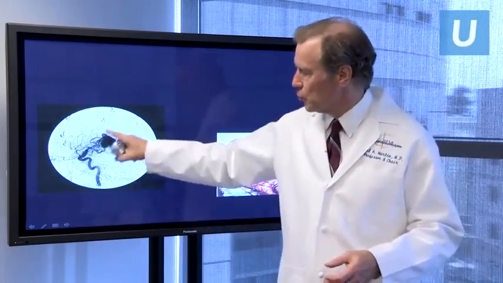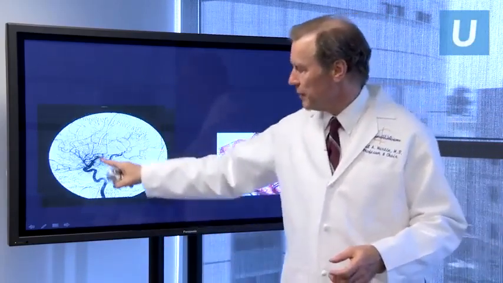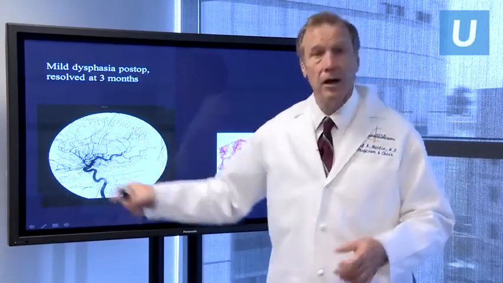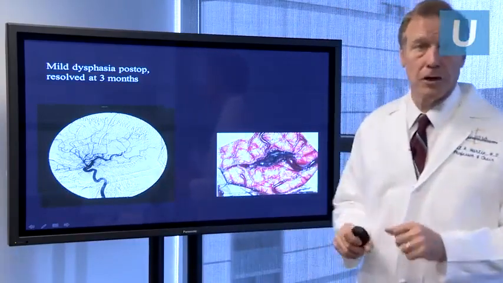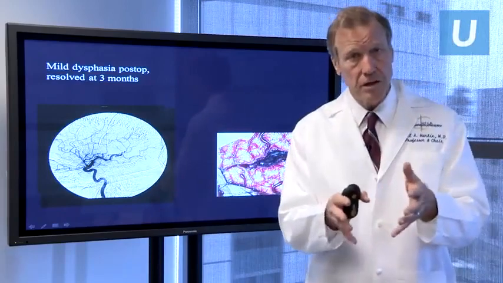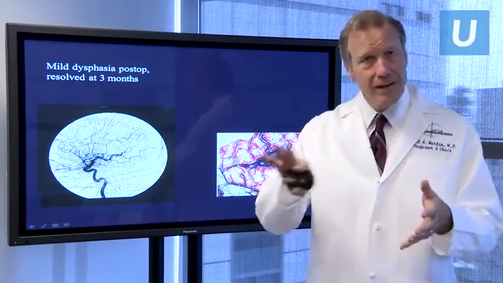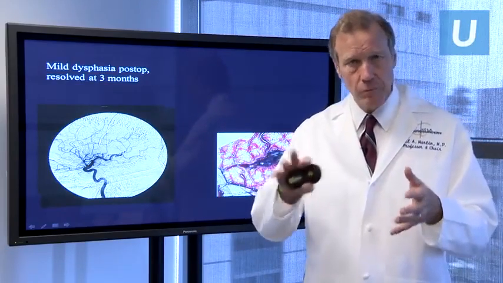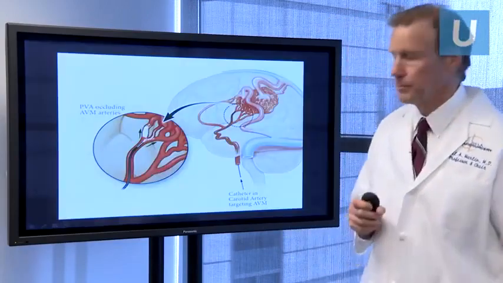Here's the AVM before surgery. Here's the AVM after surgery, completely removed with preservation of the normal circulation. That's exactly what we want to see when we treat an AVM, complete eradication, complete removal of the arteriovenous malformation.